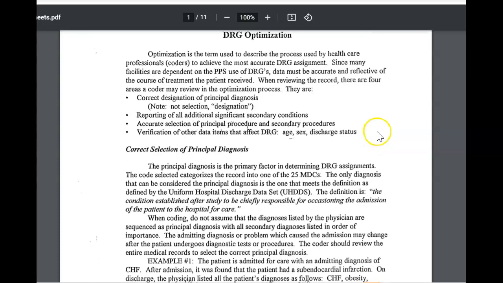Hi students, this is your second video for MS-DRG's case mix. So we're going to start off here with DRG optimization.